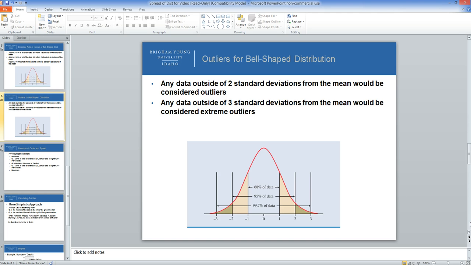And that concludes this dealing with standard deviations. Next, we'll talk about box plots.